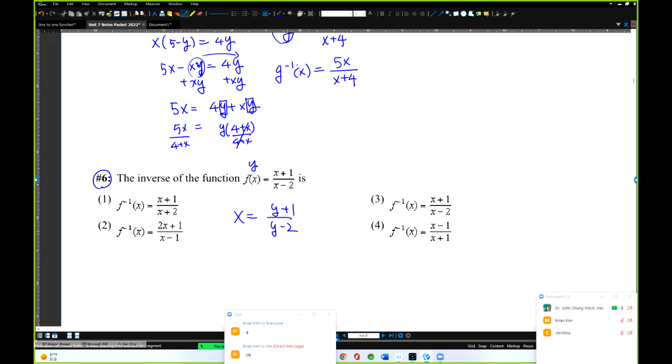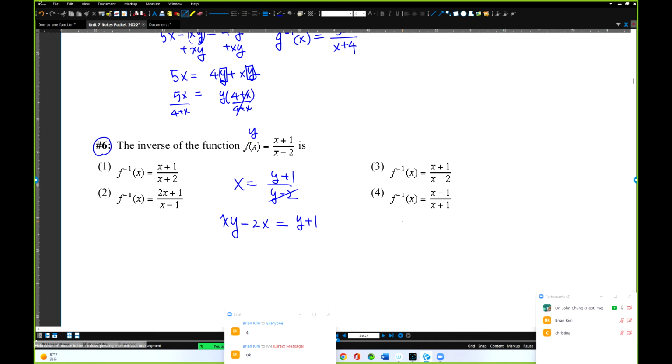So times y minus 2 on both sides. Okay, so this is xy minus 2x. Right hand side is what? This is y plus 1, okay? But now, they all have positive 2x, okay? We're going to keep the variable on the left.